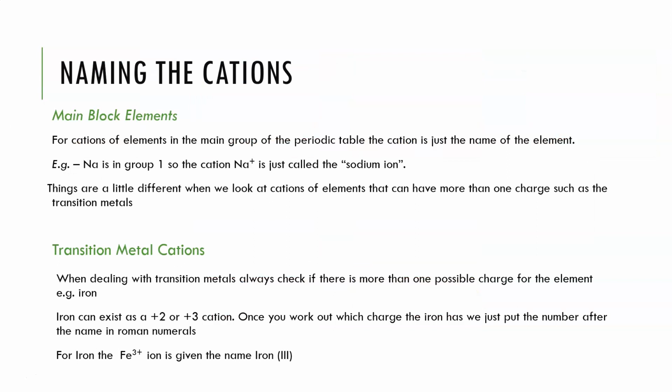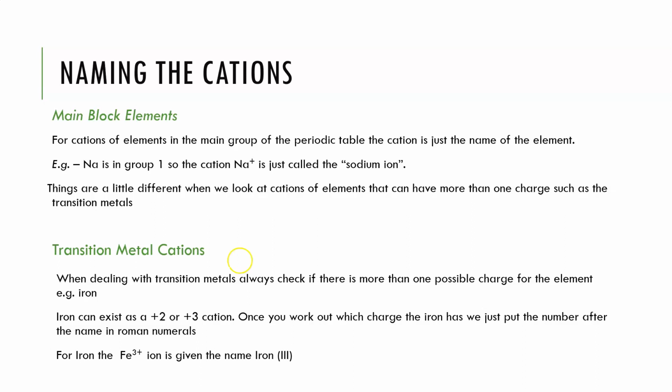Main block elements, so our S and P block elements. Okay, for cations of the elements of the main group of the periodic table, it's just the name of the element. So the cation of sodium is also called sodium. Okay, we just refer to it as the sodium ion. Things are a little different if we look at cations and elements that have more than one charge state, though, such as the transition metals.